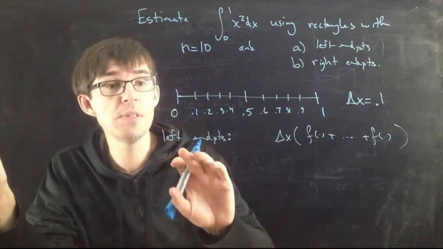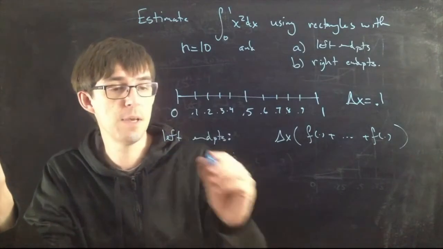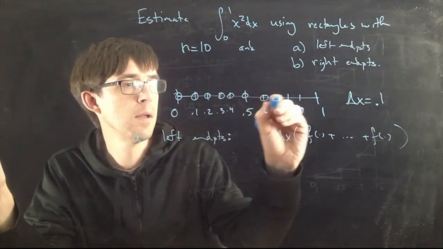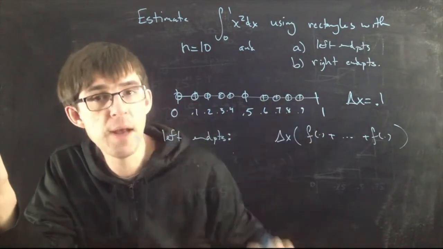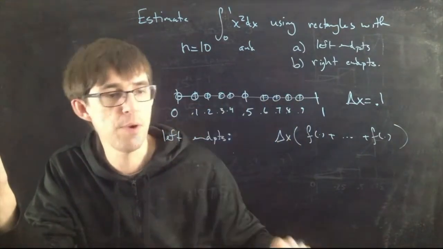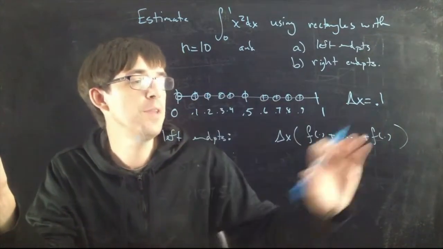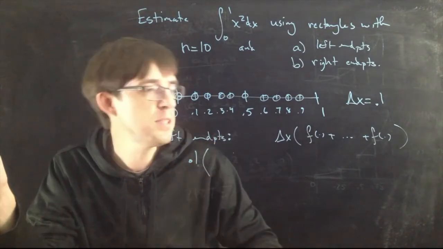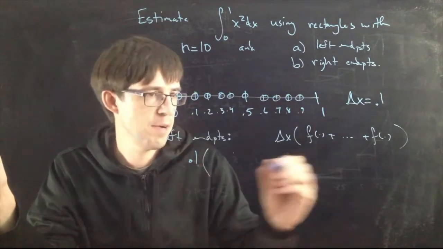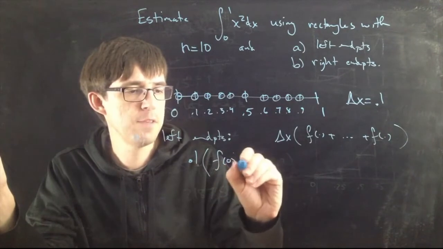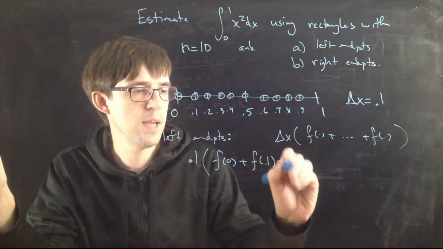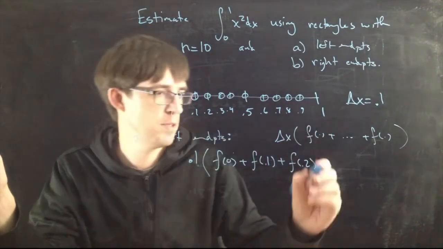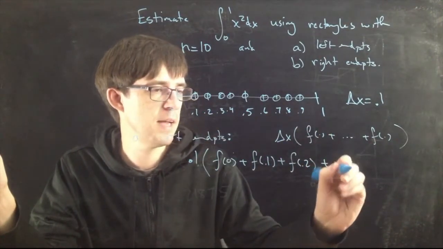Actually, not all of them. When I do the left endpoints, I choose the leftmost number every time. So for the left endpoints, I'm going to pick these ones, including the first one, but not including the last one. I'm choosing the left endpoint of every interval. So when I do this using the left endpoints, I get delta x on the outside, which is 0.1, times, maybe I'll write this out in a couple steps, f of 0 plus f of 0.1 plus f of 0.2. You are taking each of these left-hand endpoints and plugging them into the function. Plus, would you mind if I write this dot, dot, dot?